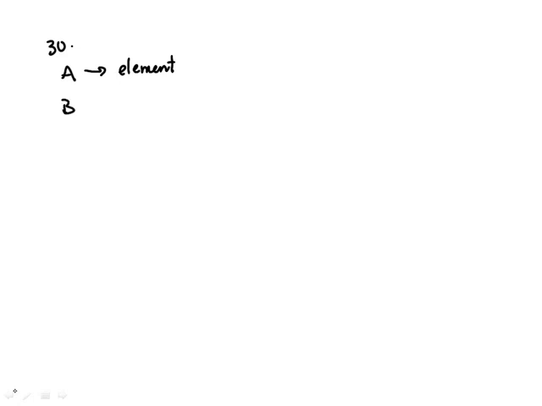Here's B. B cannot be broken down into simpler substances by physical means. Well, here's the deal. Elements can't be broken down by physical means, but then neither can compounds. The only thing that can be broken down into simpler substances using physical means is a mixture, which isn't what we have here. So we'd have to say insufficient information.